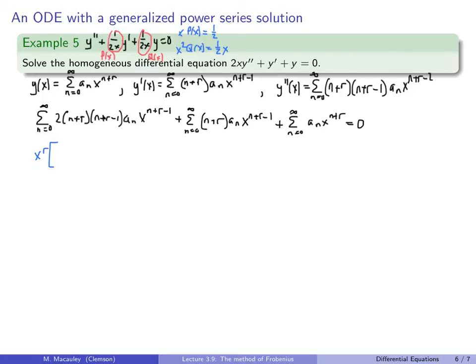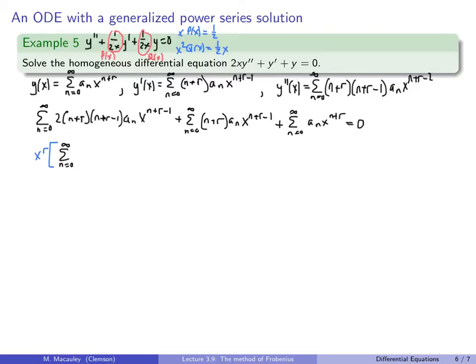You may say, well, why was it there? Well, we will factor it out, but there's going to be an r. There's an r that lingers in these terms. So x to the r times the sum from n equals 0 to infinity. Now we have to add these two things together.